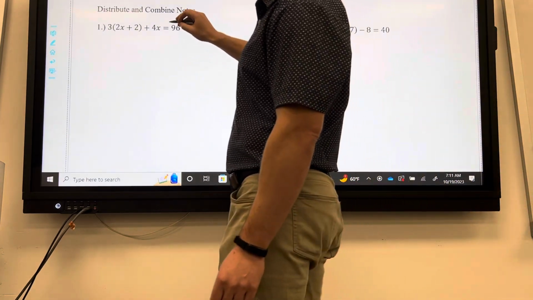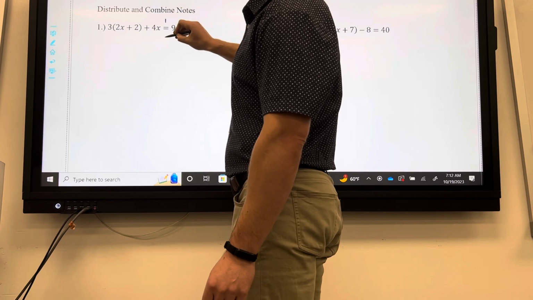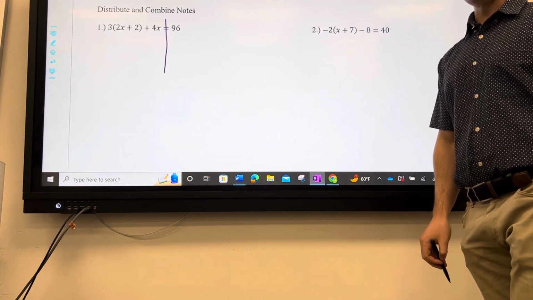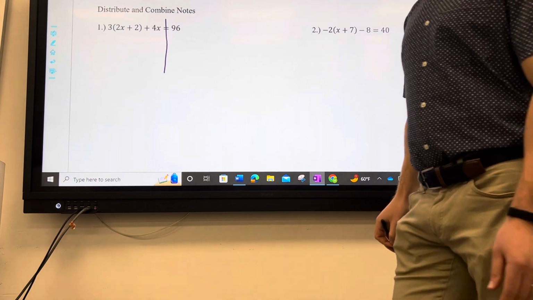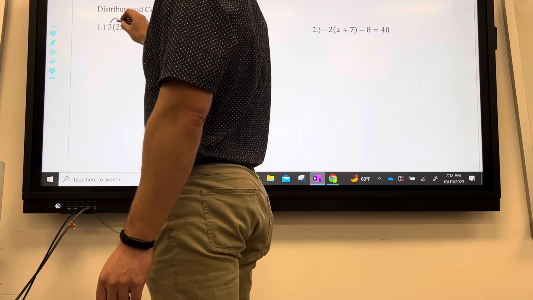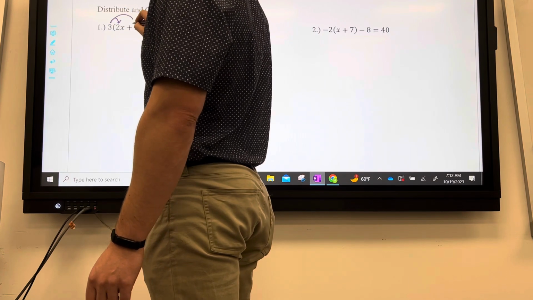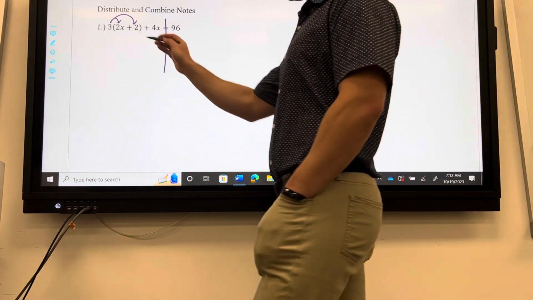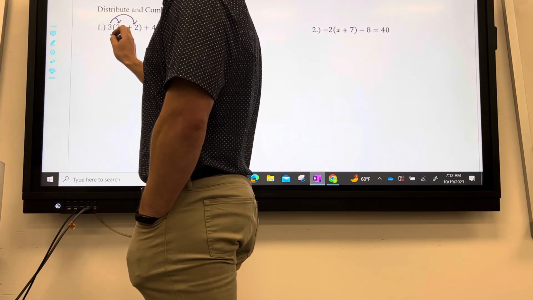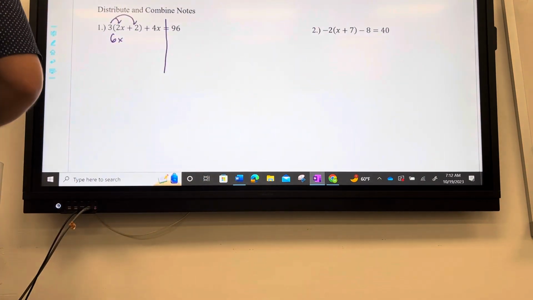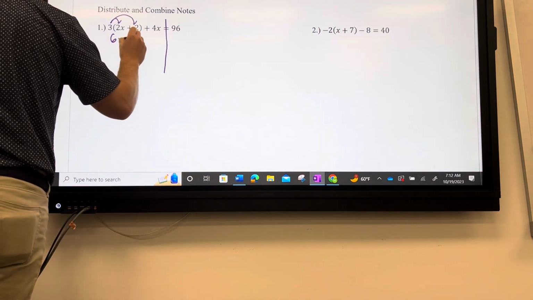Okay, so the way I always like to start out whenever I'm solving an equation is by drawing a line through the equal sign to separate the left side of the equal sign from the right side. The first thing you always do is you distribute, which means you take this number on the outside of the parentheses and you multiply it by both the things on the inside of the parentheses. So 3 times 2x is 6x, and 3 times 2 is positive 6, so you put a plus 6.